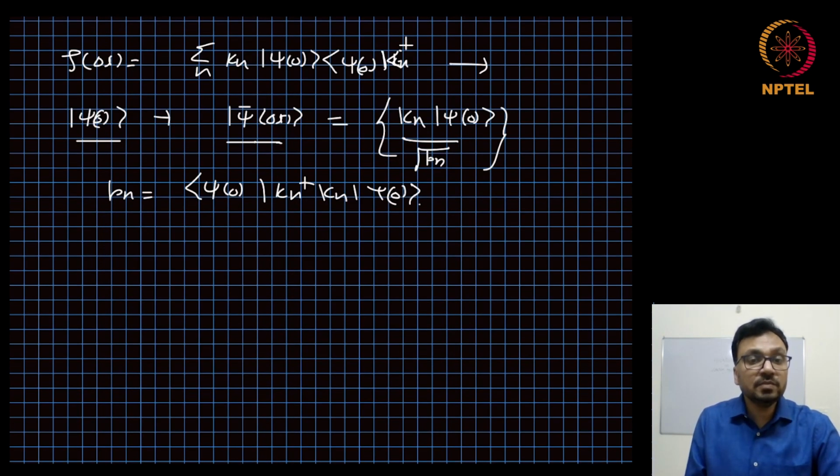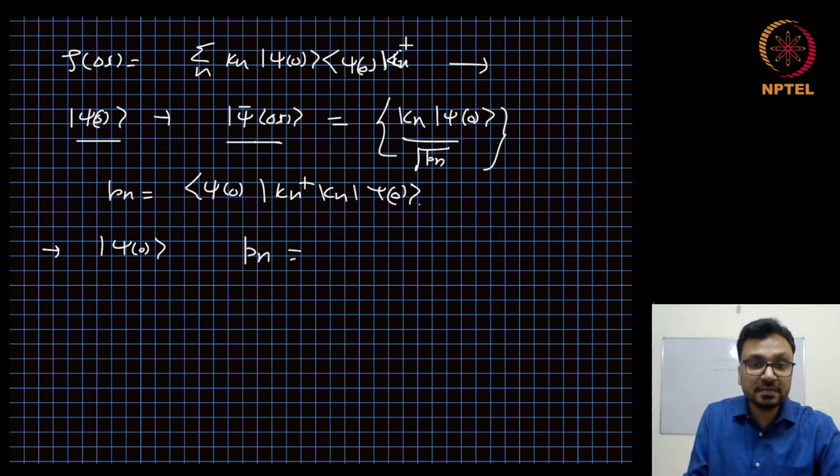The numerical simulation algorithm from here can be derived as follows. We start with the state psi of 0, the initial state. And then from here we calculate the probabilities Pn, given by psi of 0, Kn dagger Kn, psi of 0. Now these Pn's are such that the sum over n of Pn is 1.